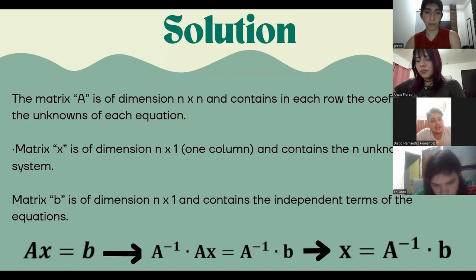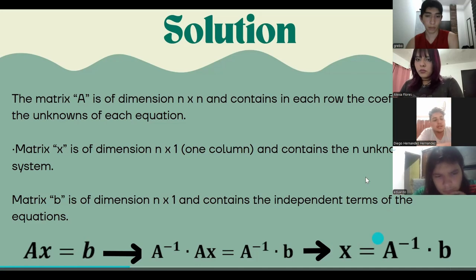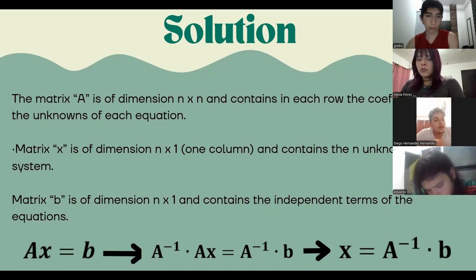The matrix A is of dimension n by n and contains in each row the coefficients of the unknowns of each equation. Matrix X is of dimension n by 1, one column, and contains the n unknowns of the system. And matrix B is of dimension n by 1 and contains the independent terms of the equations, as you can see in the equation in the presentation.